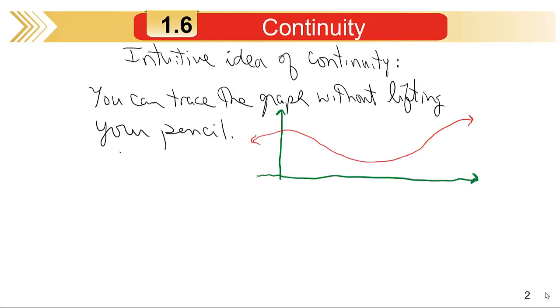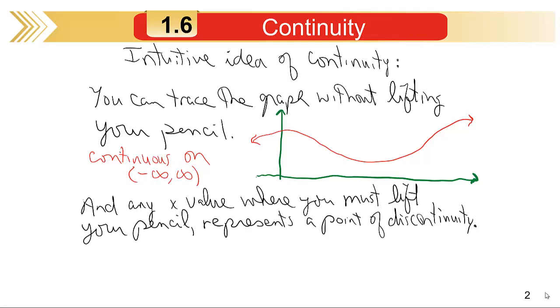For example, here, I can sketch that entire curve without lifting my pencil from the paper. So in this sense, with the arrows on both sides indicating it continues in that pattern, I could say that this graph is continuous from minus infinity to infinity. In other words, it's continuous everywhere.